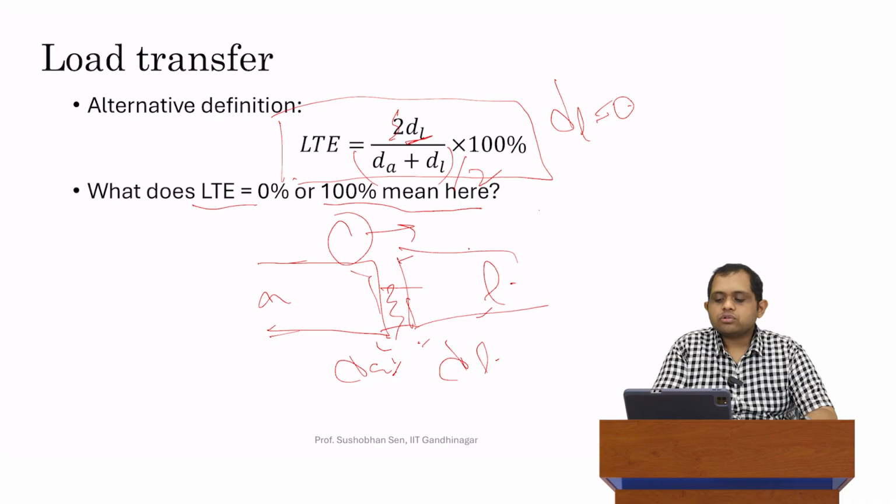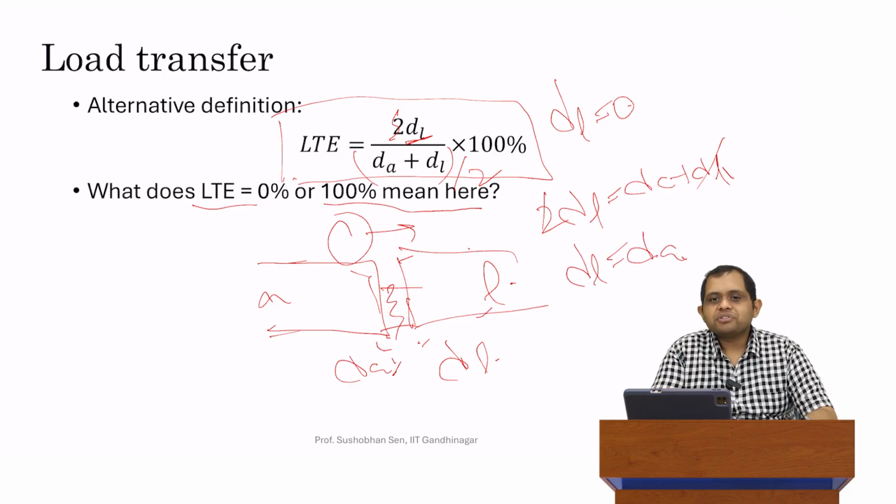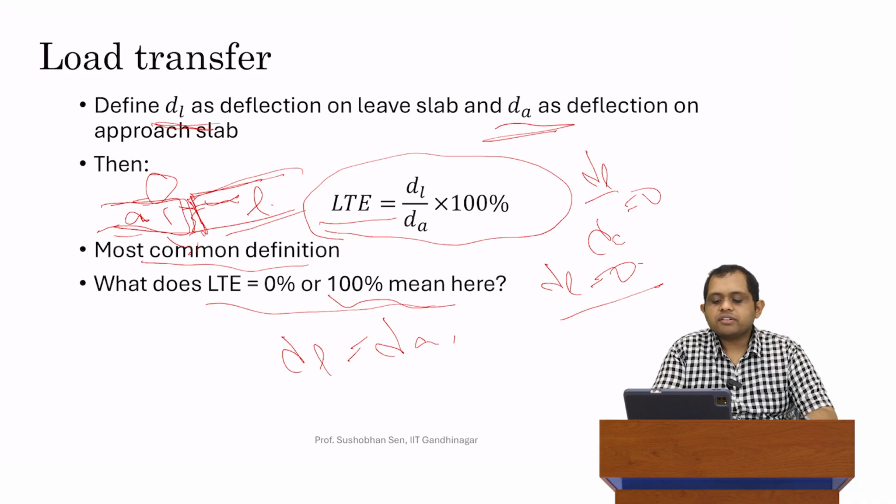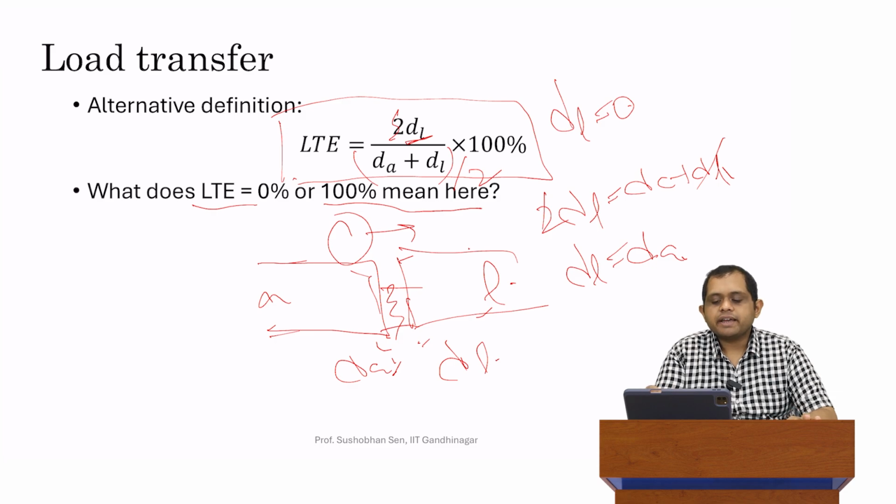Well, let's look at that calculation. What that is saying is 2DL is equal to DA plus DL. DL cancels out. So that's simply DL is equal to DA, which is actually exactly the same situation we had previously. If you look at the previous definition, 100% also meant DL is equal to DA. So here also 100% means DL is equal to DA, which means whatever deflection is occurring on the approach slab, exactly the same deflection occurs on the leaf slab. So there's a complete and perfect transfer of load. Both slabs are now bearing exactly the same quantity of load. So that is the situation when, in this definition, LTE is equal to 100%.